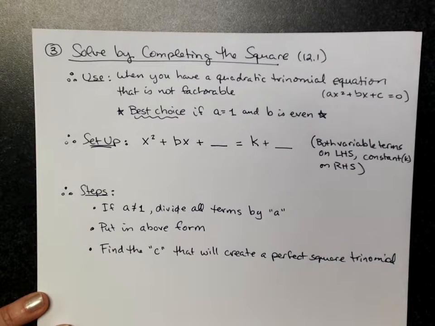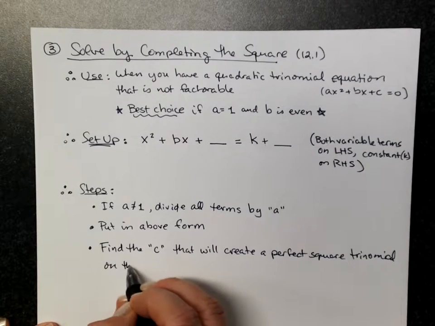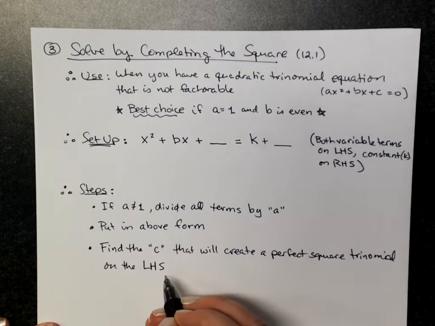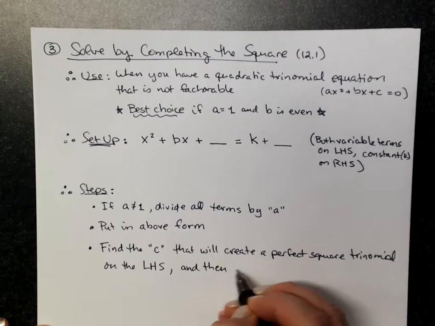And it's going to create that perfect square trinomial on the left-hand side. Okay. So once you find that C, you add it to both sides.